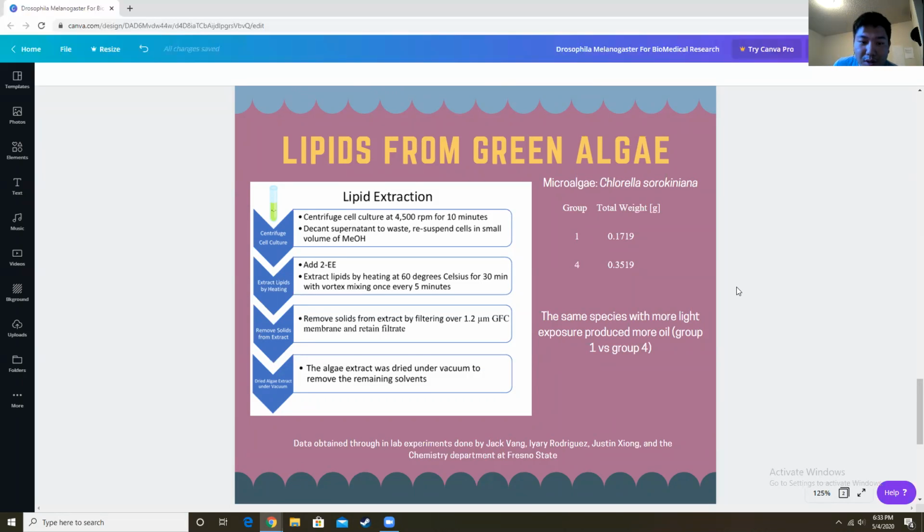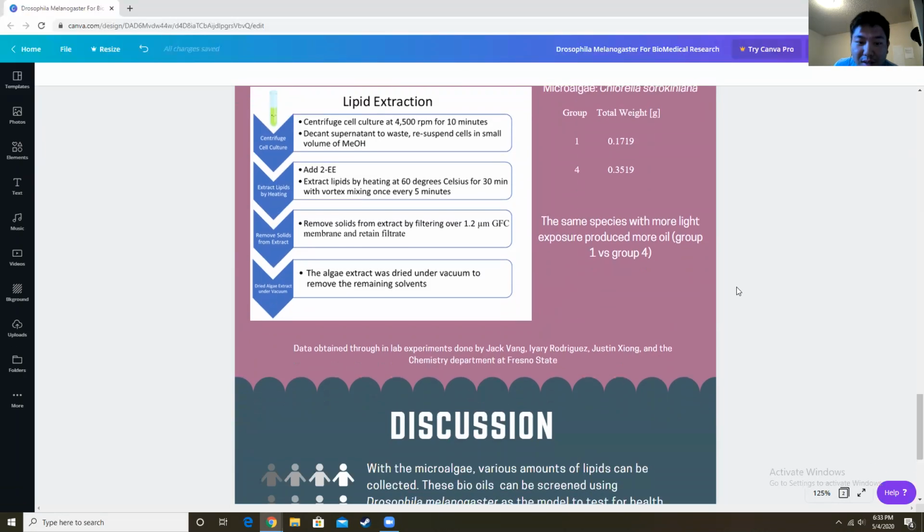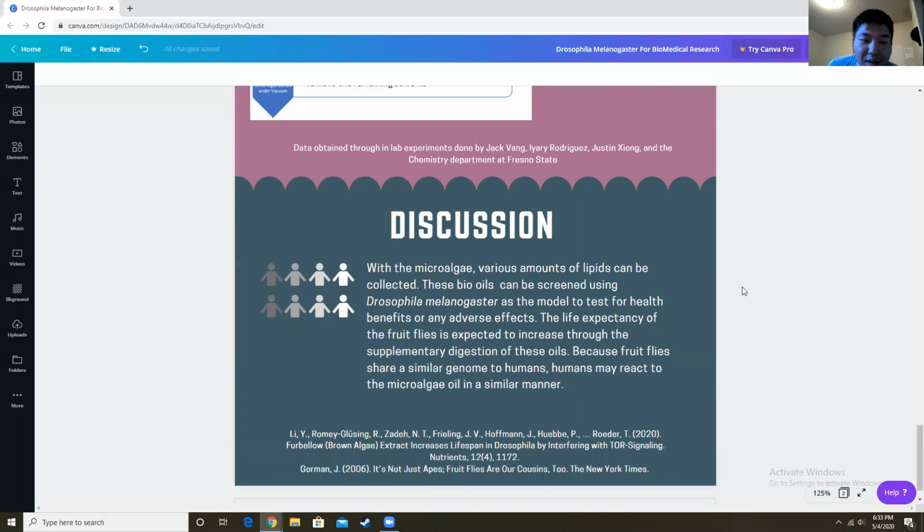When testing the oil extract on Drosophila melanogaster, the life expectancy went up due to the digestion of these oils. We believe a similar effect can be seen on humans since they contain a similar genome to humans.